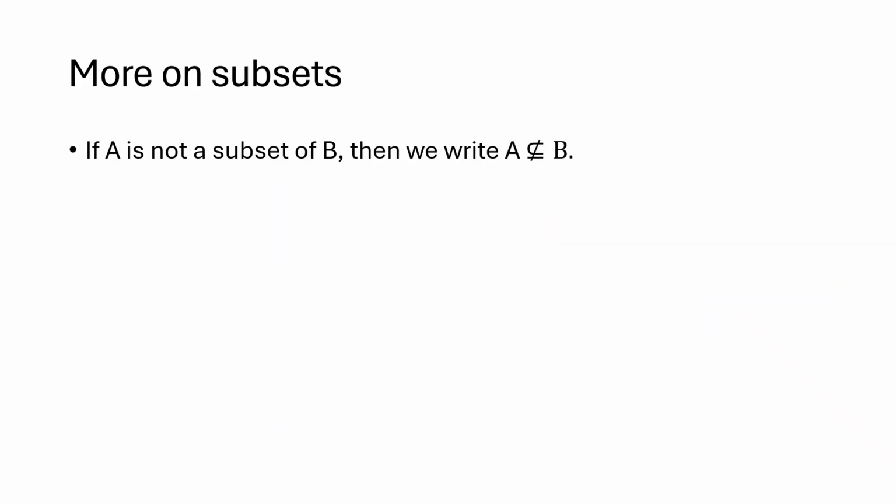Now, what if a set is not a subset of another set and we want to write that mathematically? In this case, we say A, and then we use the subset notation, but we put a line through it. So this reads as A is not a subset of B.